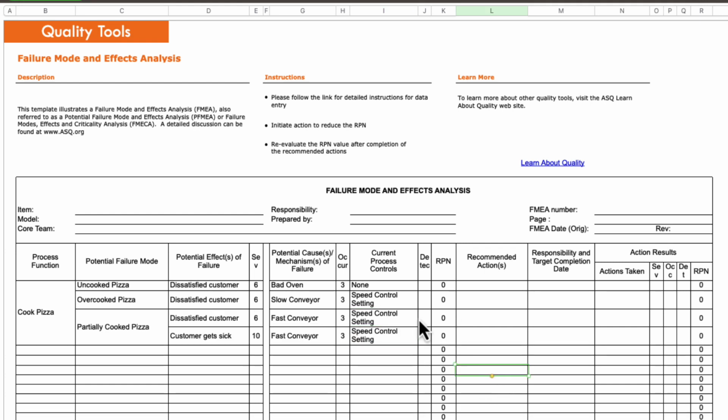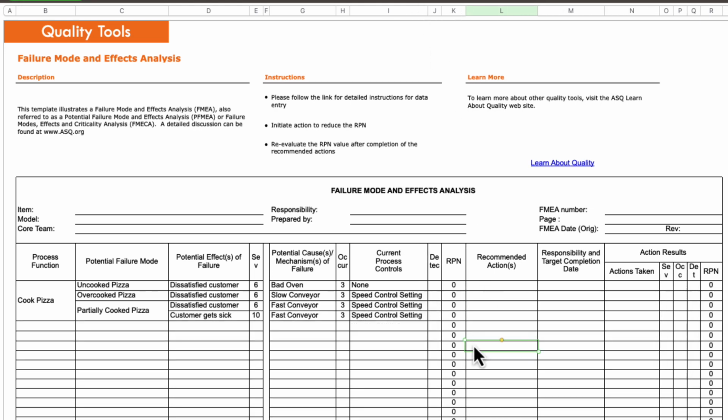So now what we're saying is that for process controls, we don't really have one for a bad oven, but for the speed of the conveyor, if it's slow or it's fast, we have a speed control setting. So that's good, right? We got something in place here. Now we need to look at the detection, like what detection do we have in place for these control processes?